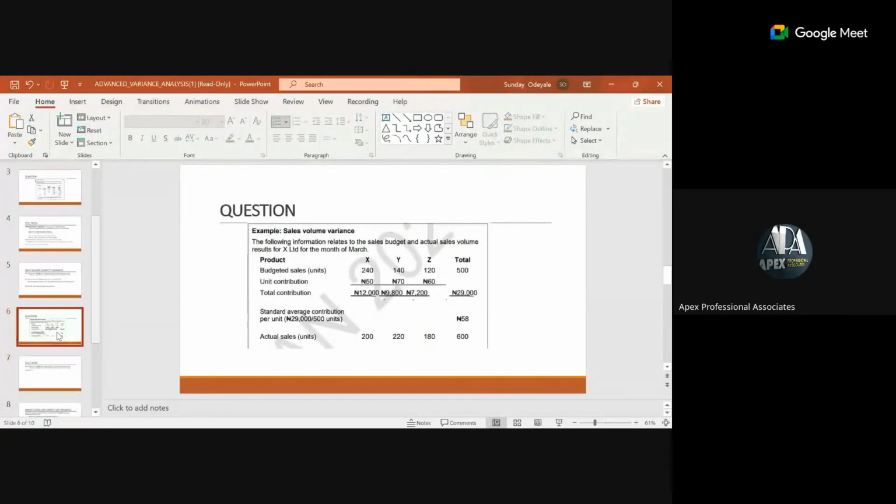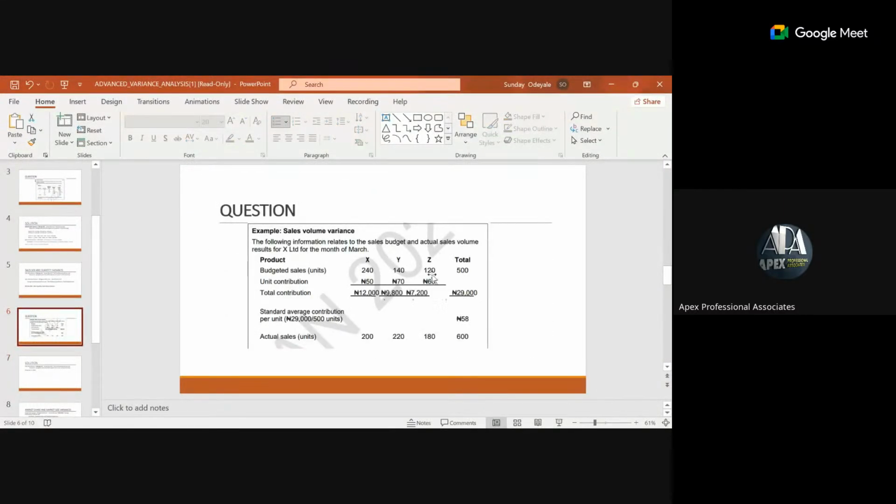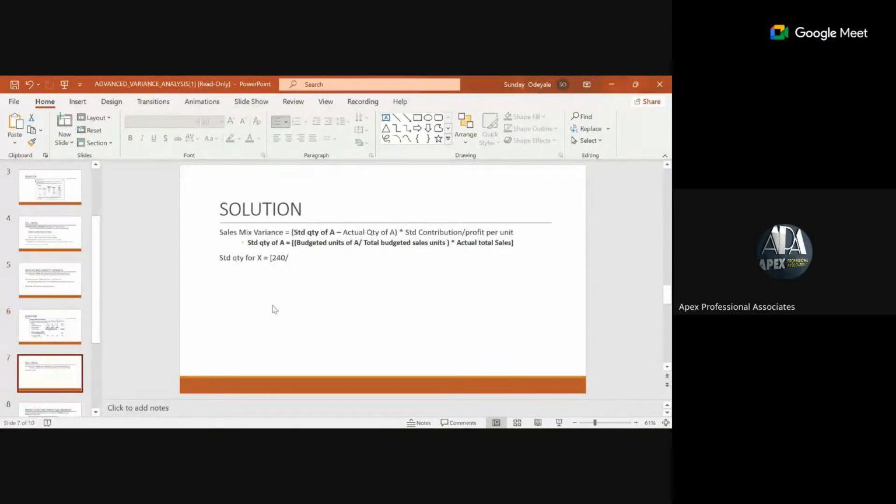Now, what is the budgeted unit of a product, why do I keep saying material? Product X. In the budget, they said we were supposed to sell 240 units of product X. And what is the total budgeted sales units? Total was supposed to be 500. Now again, this right here inside this bracket is what we call the budget, the standard proportion.